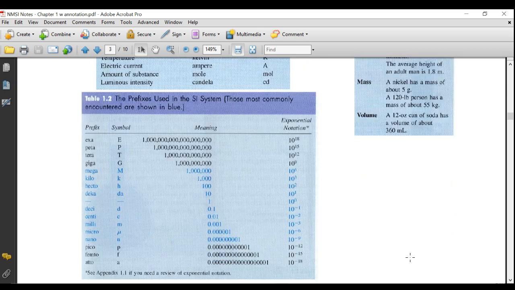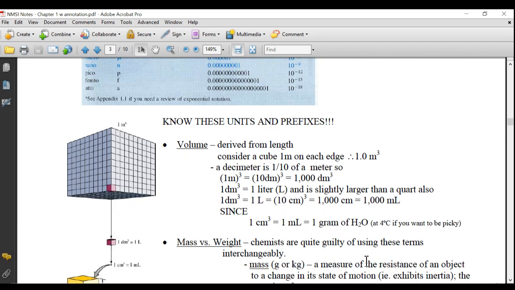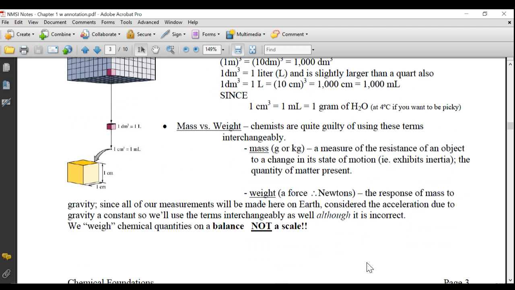You do need to know the metric system, and you should familiarize yourself with the different metric prefixes. Ones to definitely know are things like milli and centi and micro and deci. Those tend to be ones used in chemistry a lot. As we continue on, you'll see there's some comparisons then between mass and weight. But again, that's something that we spend a lot of time on in things like physics, but we will not spend a lot of time here.